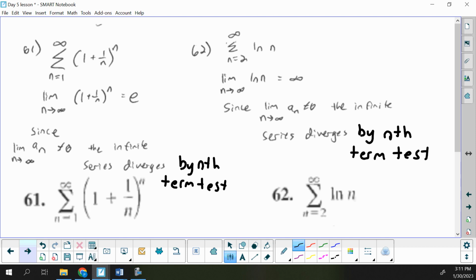For 61, as n goes to infinity, that's our 1 plus a tiny number raised to a huge power, so that's e. Because our individual terms are going to e and not going to 0, automatically that diverges by the nth term test. And the natural log, as n goes to infinity, keeps growing forever. So because our individual terms are not approaching 0 when n goes to infinity, automatically we are diverging by the nth term test.